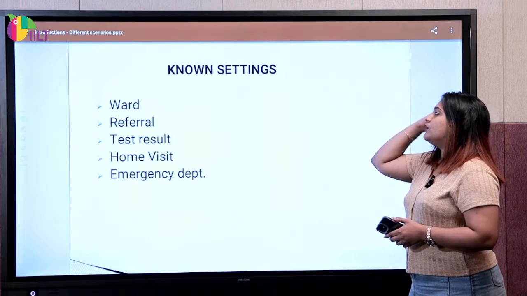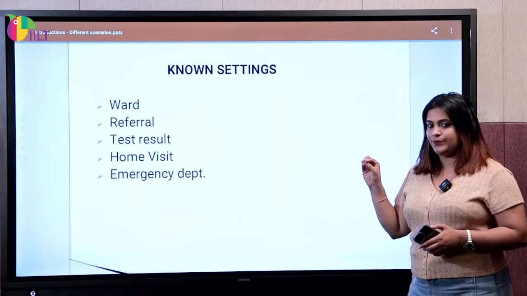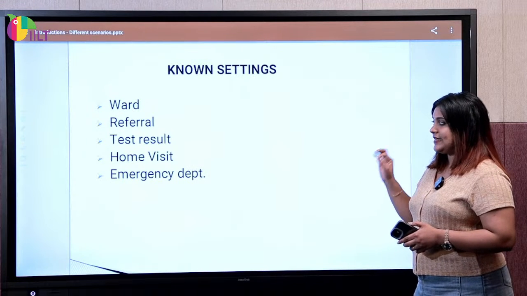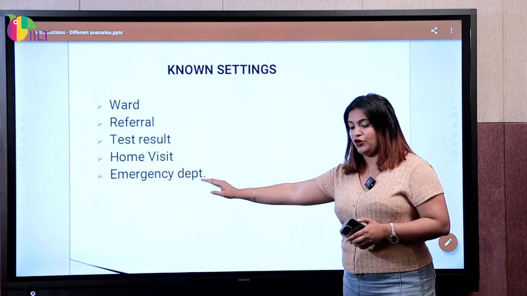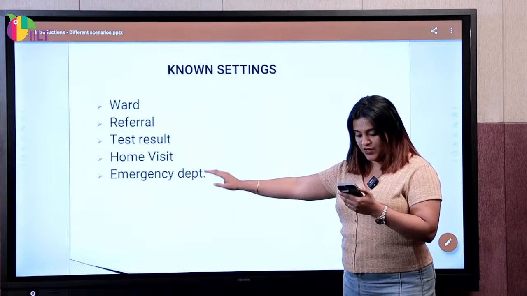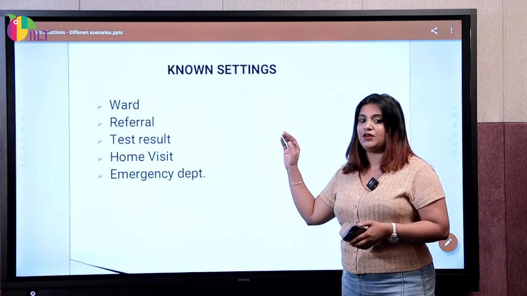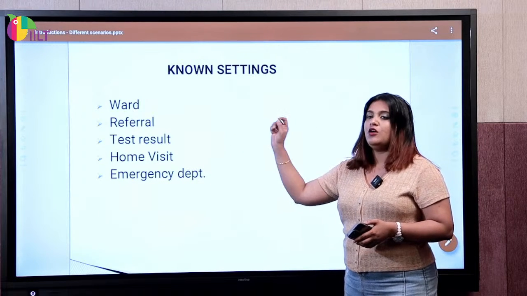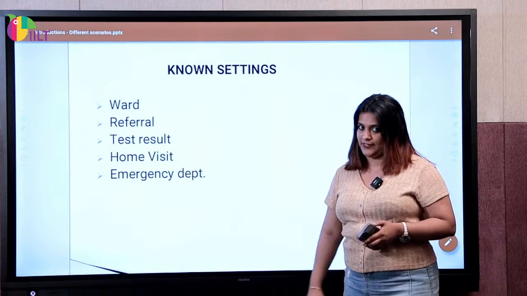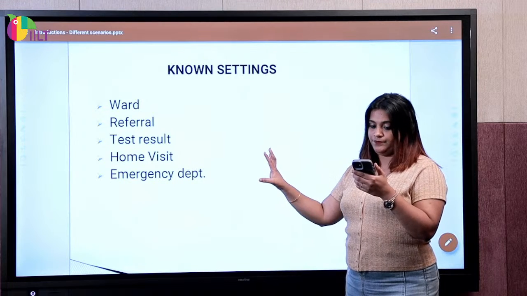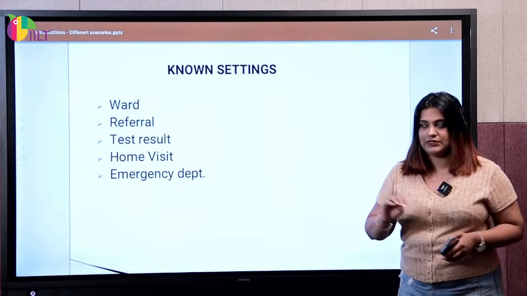Now let's look into the common known settings that you can get. The first one is the very common one, ward. We can also get referrals, test results, home visit, emergency department, and there is an exclusive thing that you have to note here. Emergency department when it comes to examination: if in the cue card it is mentioned that the examination is done, the setting is an emergency department, but while you read the cue card you understand the examination was done, then it comes under the known setting. So these are the common known settings that you might come across, alright.